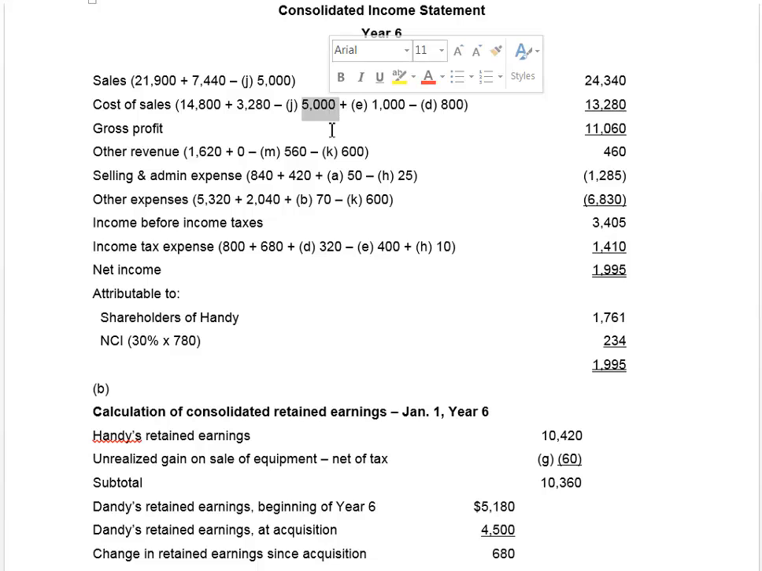Why is that? Well, don't forget, when they bought it, they put it into their inventory or their purchases, and those two things will increase or affect your cost of goods sold calculation. So we need to adjust cost of goods sold.